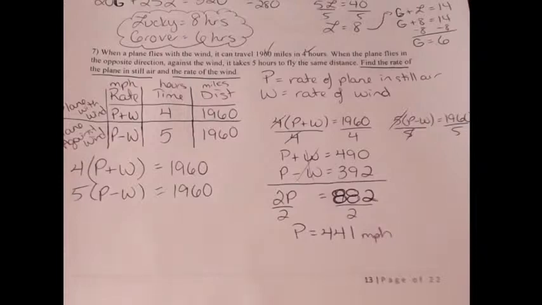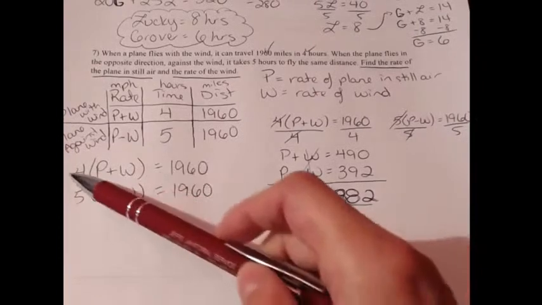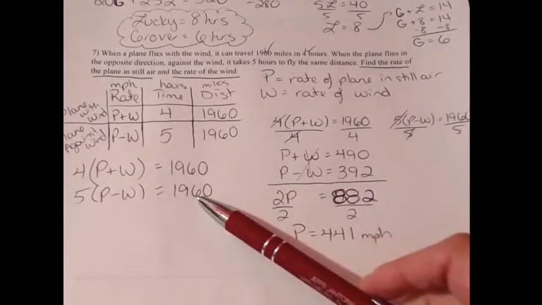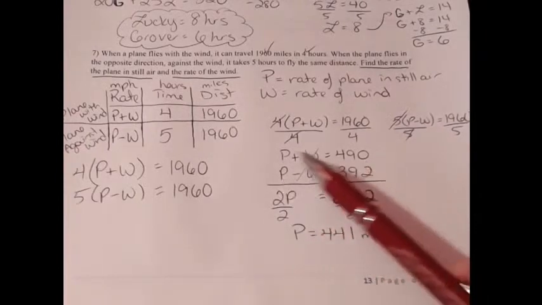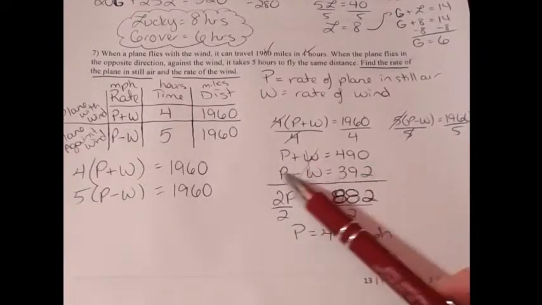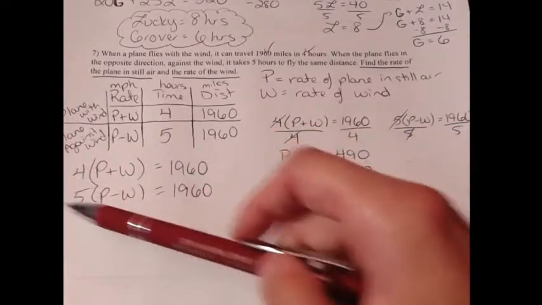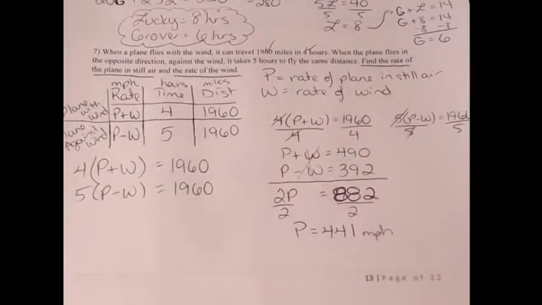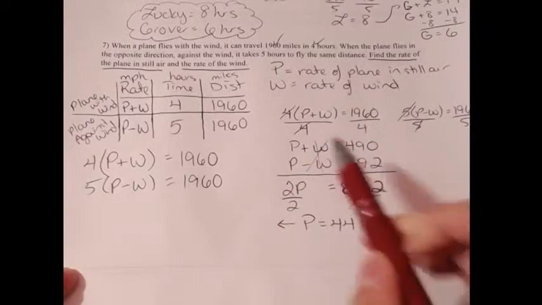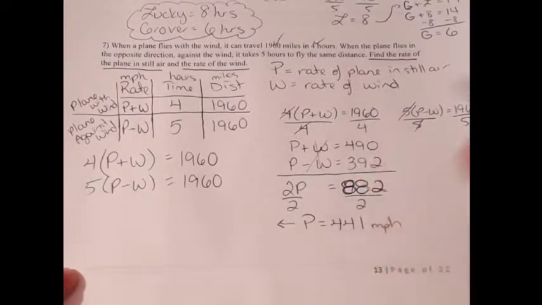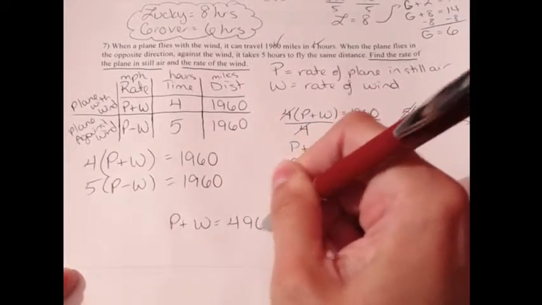Now you have a couple options here. You can take the 441 and plug it into one of your original equations, or you could take the 441 and plug it into one of the equations where you've divided by the coefficient. If you feel more comfortable, you can plug it into one of the originals. But again, because I want to show you shortcuts, I'm going to plug this into the P plus W equals 490 equation. P plus W is equal to 490.